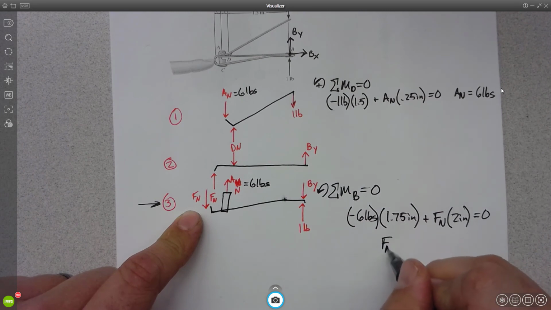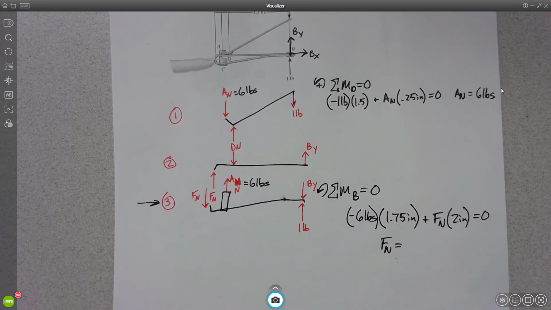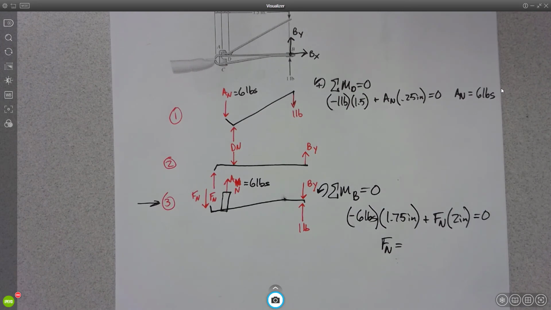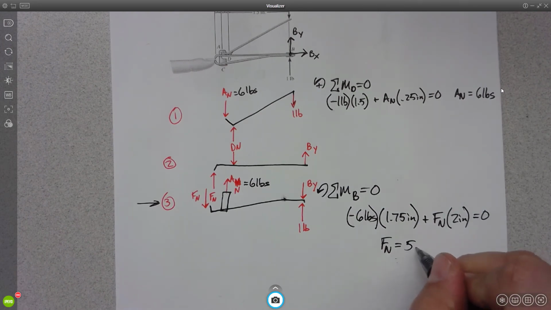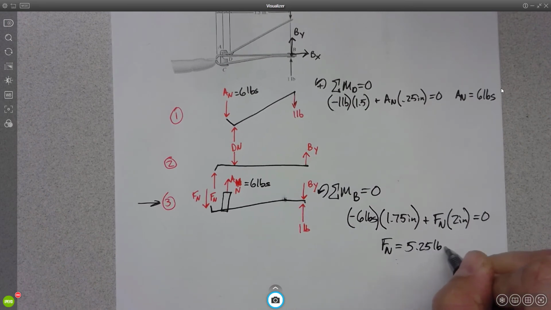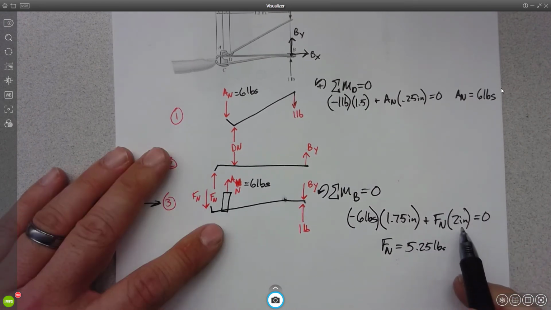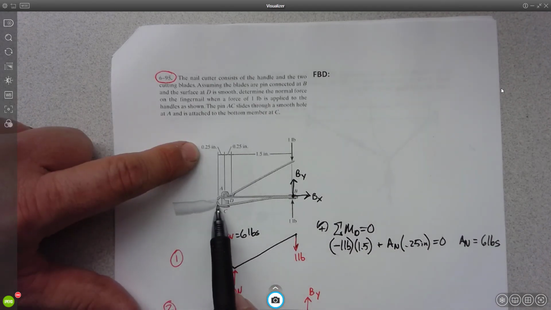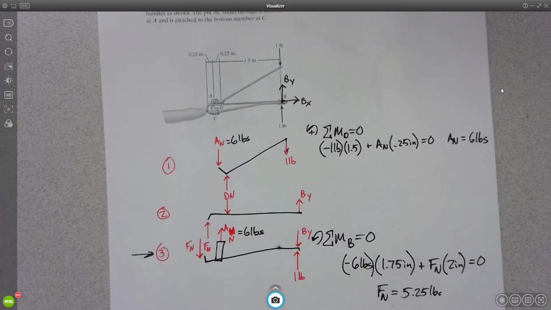So it looks to me like the normal force is going to be 5 3/4. 5 point what? 5.25. Where did I get 2 inches from? Going back up here shows that there's a 1/4 inch between the knife and here, right? Okay.